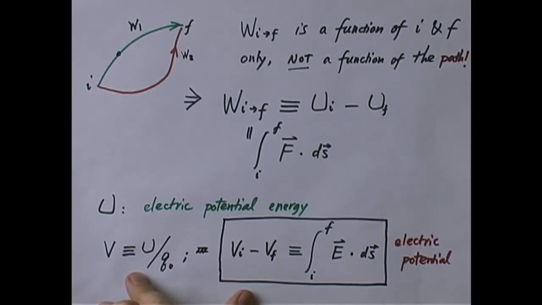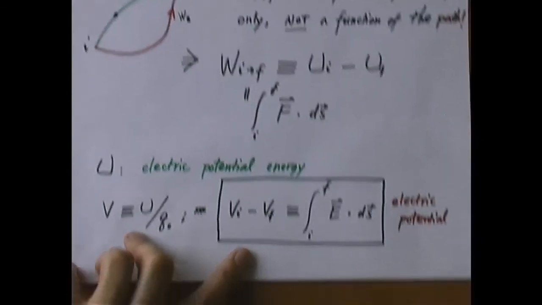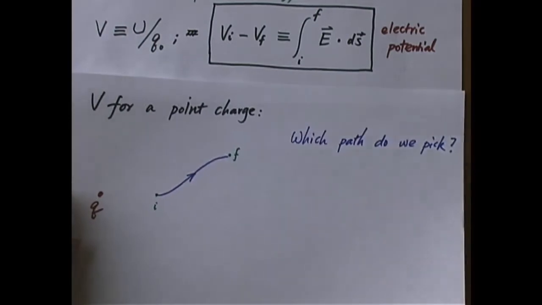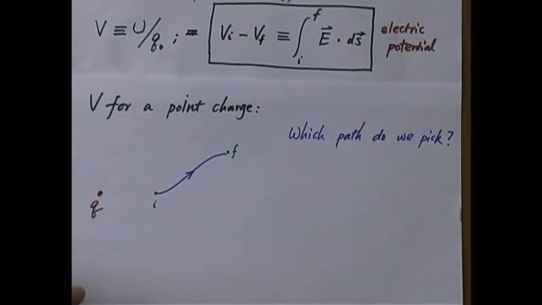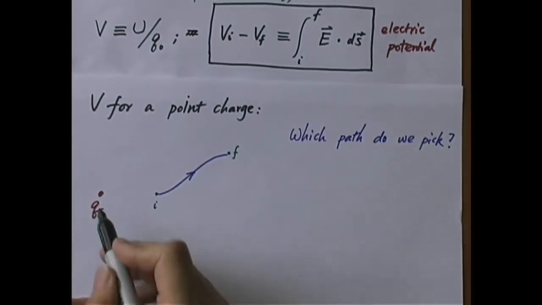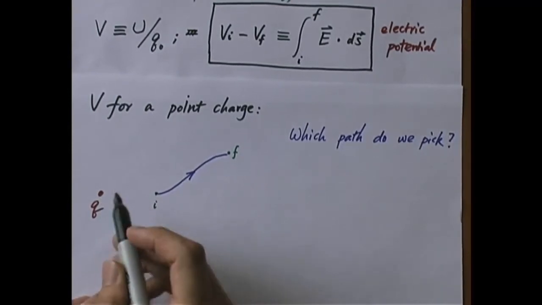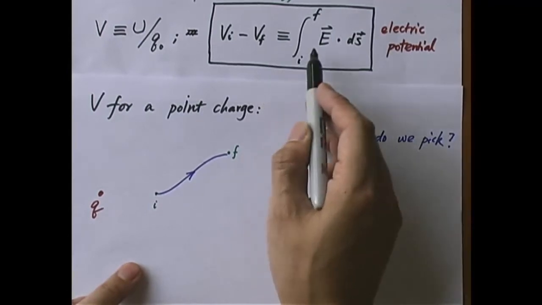So with that, we're now going to calculate V for some special cases. And which case do you think we should start with? Well, let's start with the simplest of the electric fields, which is the electric field produced by a point charge. So I'm going to retain this formula here, and let's see how we can calculate V for a point charge. So here's the point charge in question. And in order to find V initial minus V final, we're going to follow this formula.